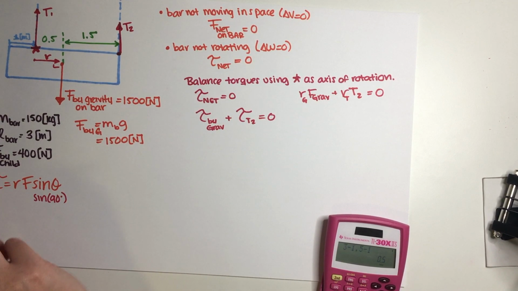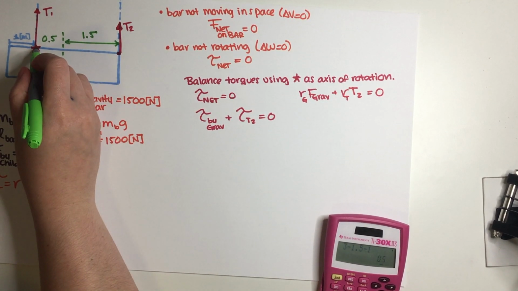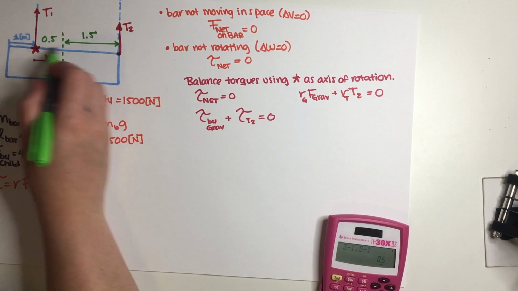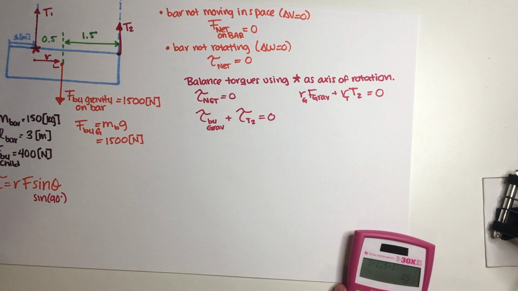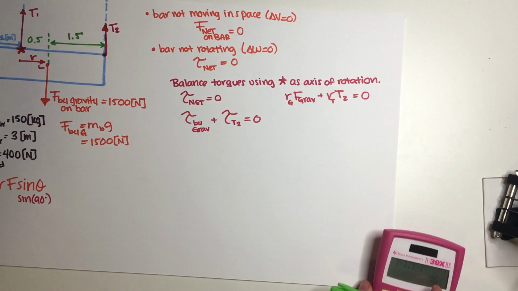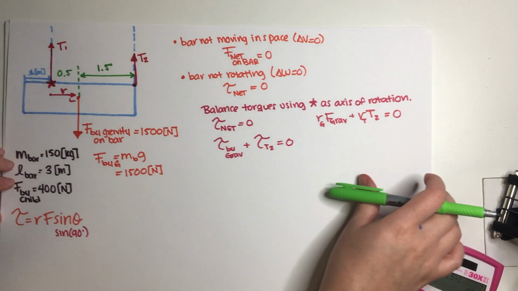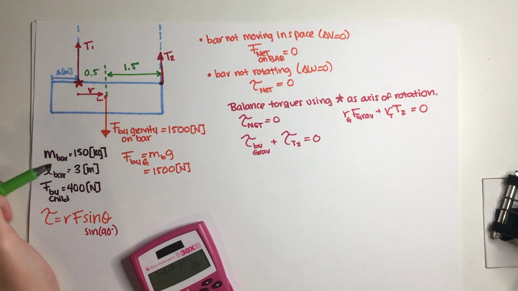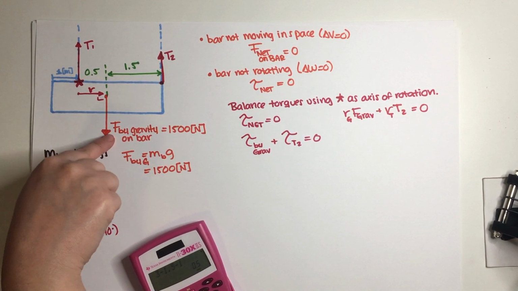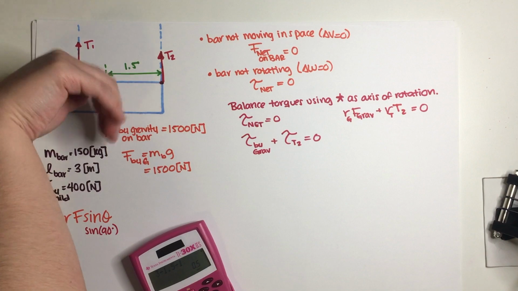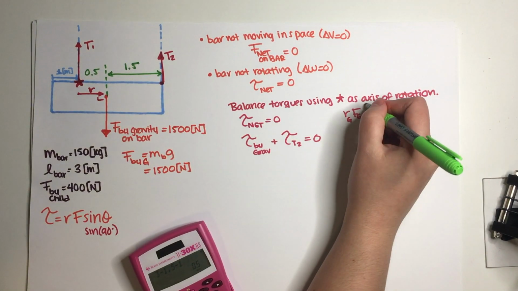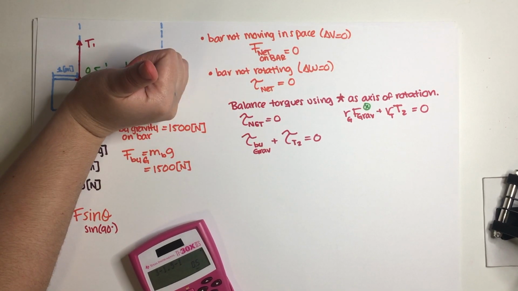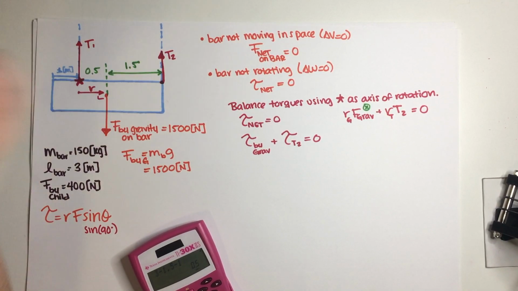Now, the distance from our pivot point to the other tension force is just going to be equal to 1.5 plus 0.5. It's just going to be equal to 2. So let's just go ahead and substitute these numbers. Another thing that's going to be important here is that these 2 torques are acting in different directions. So this torque due to gravity, if you use your right hand rule, you'll see that it goes inside of the page. So this is going to go inside. And this torque right here, if you use your right hand rule, you'll see that it goes out of the page.